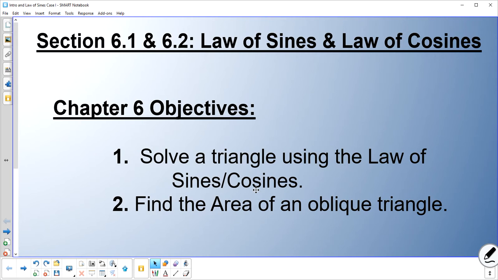So we're going to have 4 different cases. 2 of them deal with law of sines, and that'll be 2 videos. The other 2 also deal with cosines, and we'll put that in just 1 video.